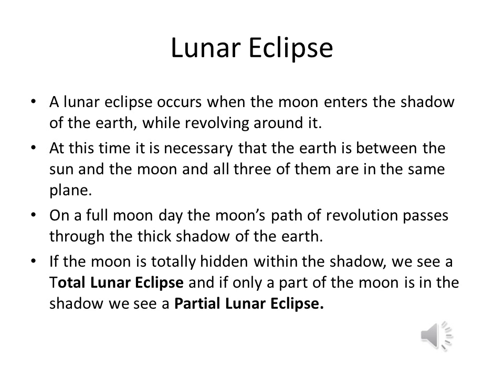Lunar eclipse. A lunar eclipse occurs when the moon enters the shadow of the earth while revolving around it. At this time, it is necessary that the earth is between the sun and the moon, and all three of them are in the same plane. On a full moon day, the moon's path of revolution passes through the thick shadow of the earth. If the moon is totally hidden within the shadow, we see a total lunar eclipse, and if only a part of the moon is in the shadow, we see a partial lunar eclipse.